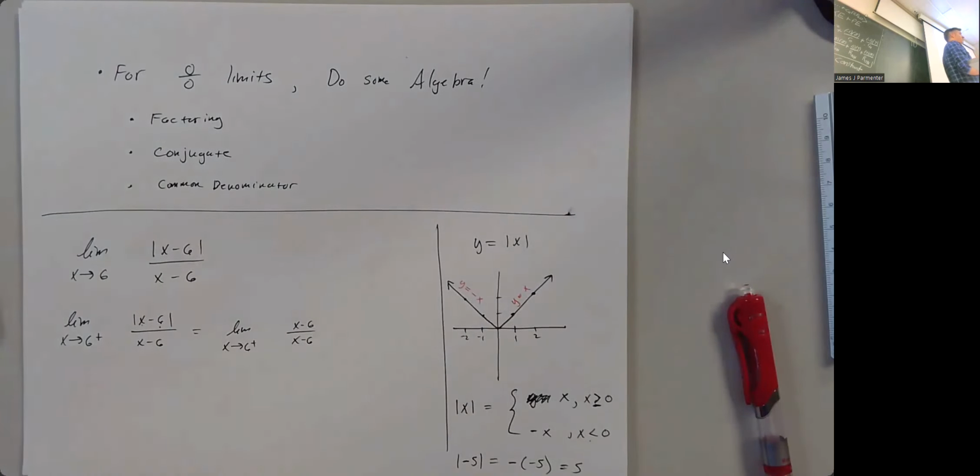If you pick a number bigger than 6, like 7 or 8 or 9, and you plug it in, 8 minus 6 is 2. The absolute value of 2 is just 2.